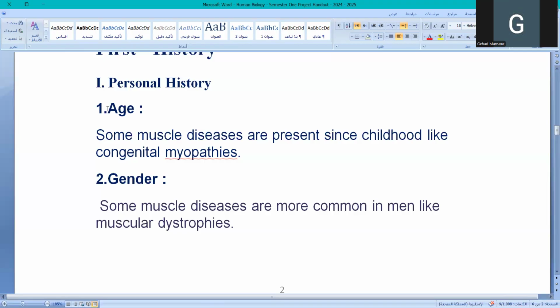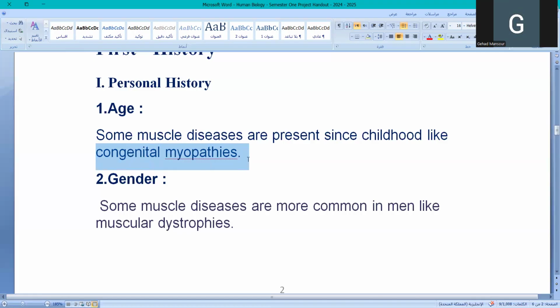And then you have to include the age. Is the age important? Yes, because when you hear the age of the patient, you can determine what categories of muscle diseases can be excluded and what categories can be included. For example, if the patient is very young, for example 2 or 3 years of age, then it might be something congenital, a congenital myopathy.